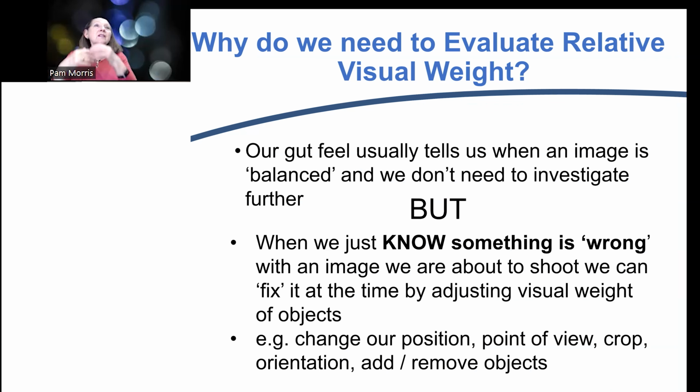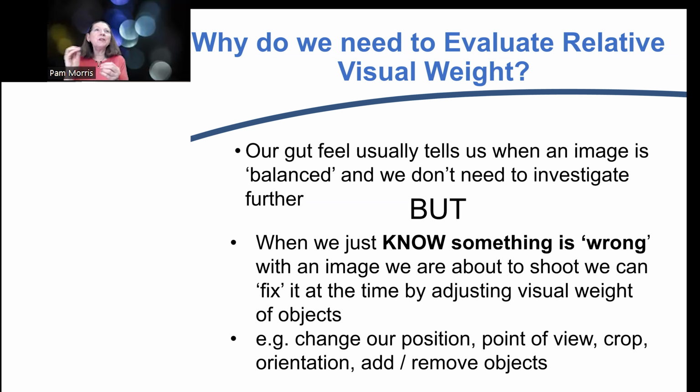So our gut usually tells us when something's balanced. When we're putting furniture around a room, we don't all pile it into one corner. We try and make the room look balanced. When we're arranging flowers, we try and make them look balanced. When we're doing anything that requires creativity, we try and balance the image.